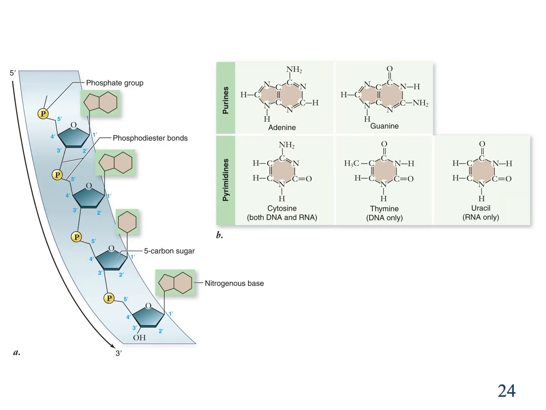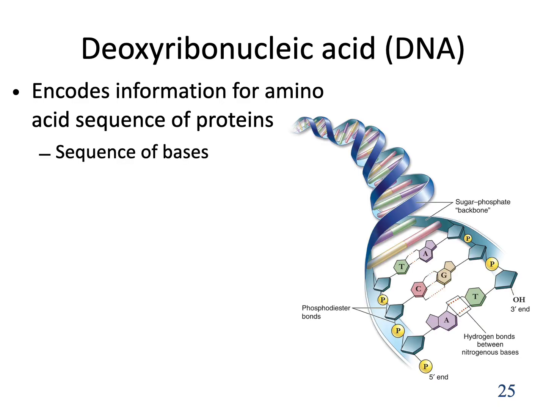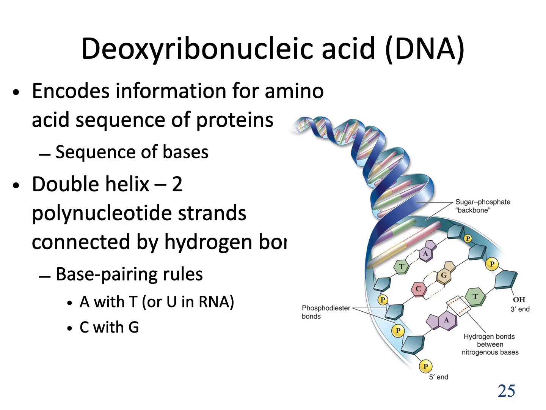Okay. The phosphate sugar parts form the backbone, and then the nitrogenous bases are attached to that. Uracil is in RNA only, thymine is in DNA only, adenine, cytosine, guanine are in both. So this sequence of bases codes for protein production.